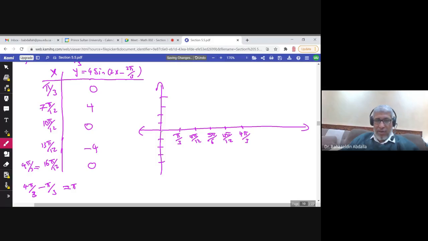So here I have 0 in the beginning, at the end, and at the middle, I have 3 zeros for sine, and maximum in the second, minimum in the fourth, and you just connect these points together, and this is the graph of the function.